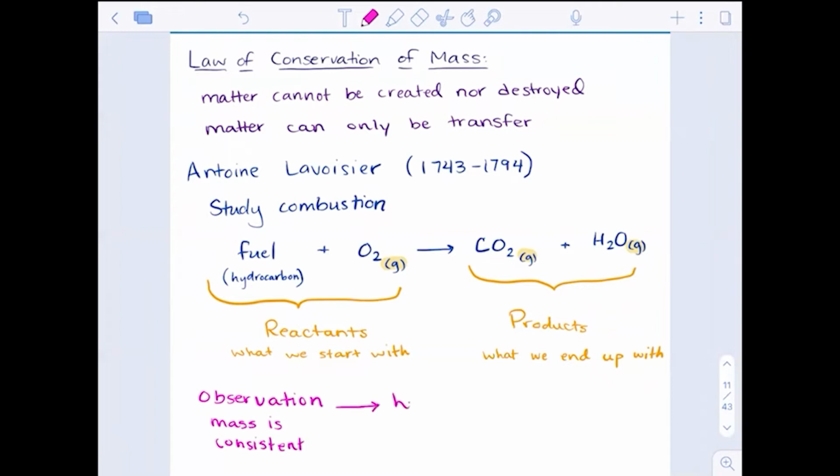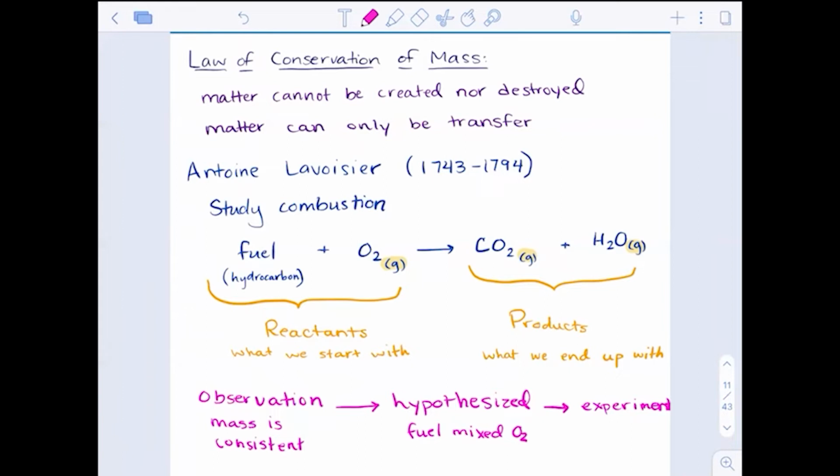He hypothesized that the fuel mixes with oxygen to form the products. And then he developed his experiment. And that experiment generated this data. And the data said the mass of the reactants is always going to be equal to the mass of the products. Super amazing to start seeing this development of our scientific method with Lavoisier and his study of combustion.